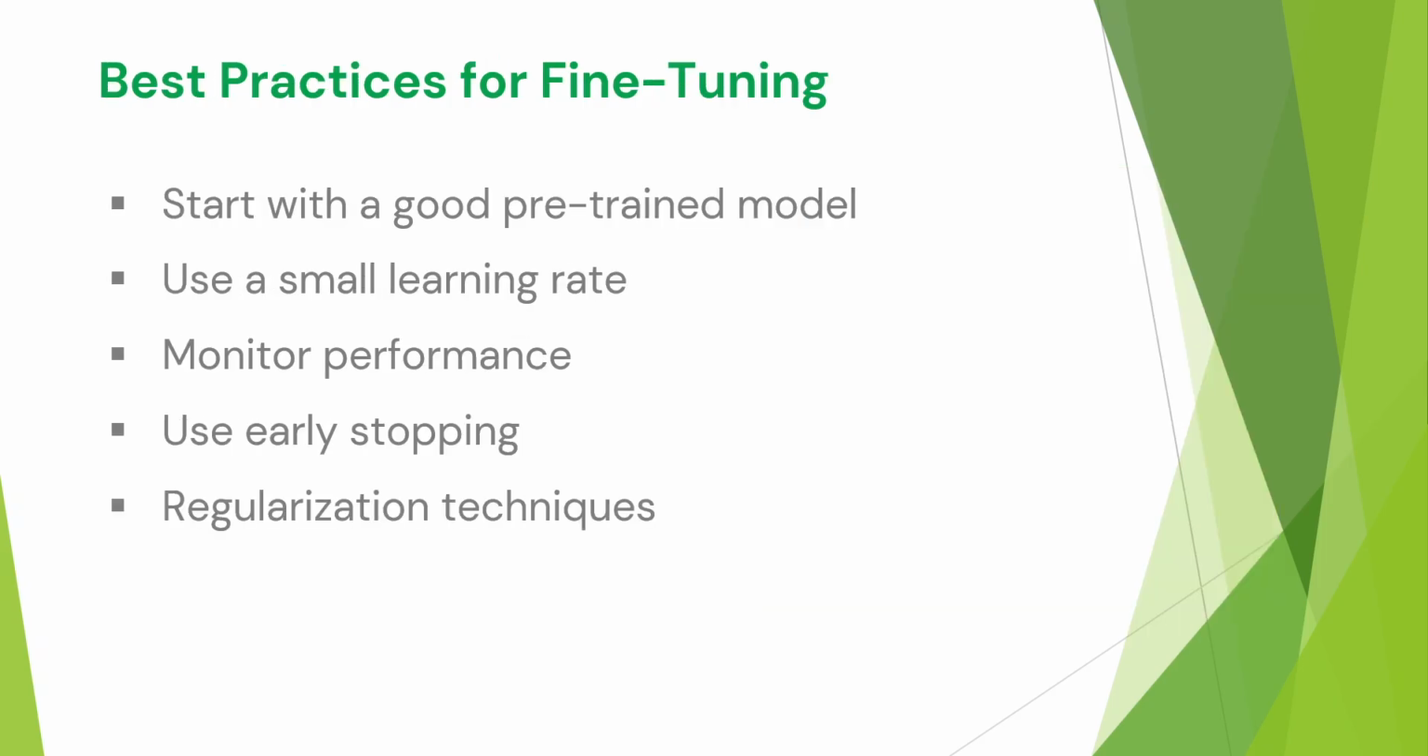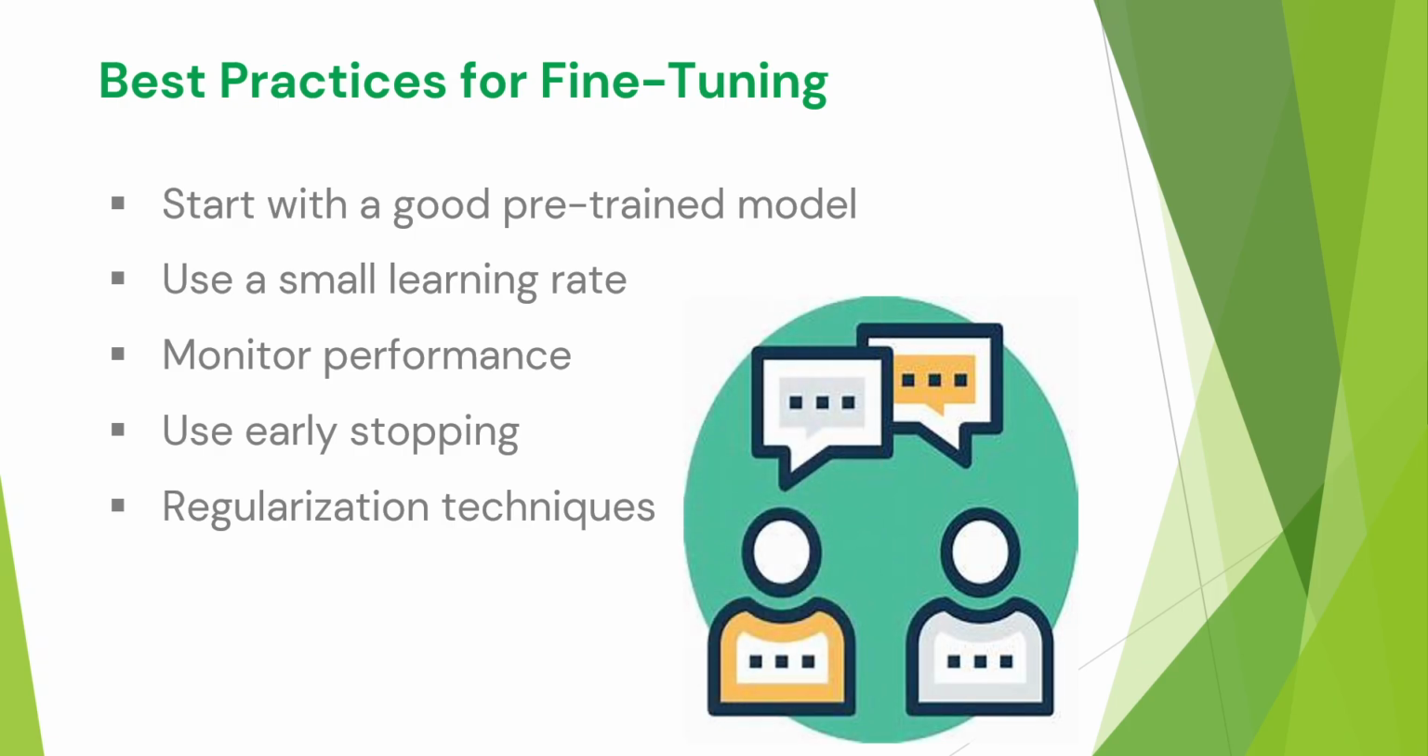So, we should always start with a good pre-trained model. Also, we should start with a small learning rate and gradually increase it to avoid overfitting. We can monitor the model's performance on a validation set and adjust the hyperparameters. Then we can use early stopping to prevent overfitting and reduce training time. Also, we should use regularization techniques such as dropout and weight decay to prevent overfitting.